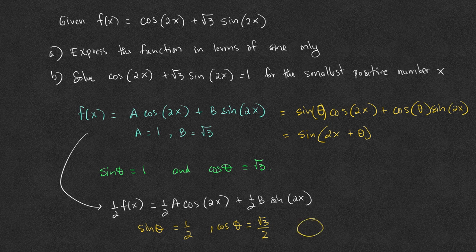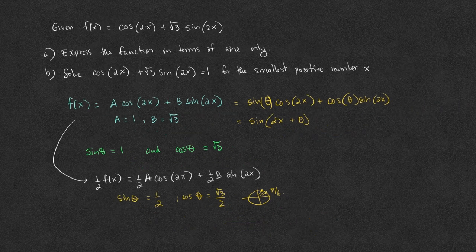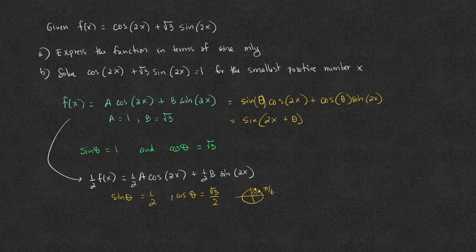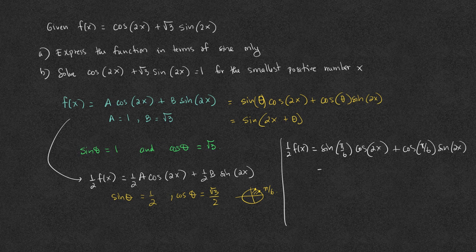The only angle theta that satisfies this condition, where x equals root 3 over 2 and y equals 1/2, is pi over 6. And so we must have theta equals pi over 6. What it means is that we must have 1/2 f of x equals sine of pi over 6 cosine of 2x plus cosine of pi over 6 sine of 2x, but this is simply sine of 2x plus pi over 6 using the sum formula for sine.